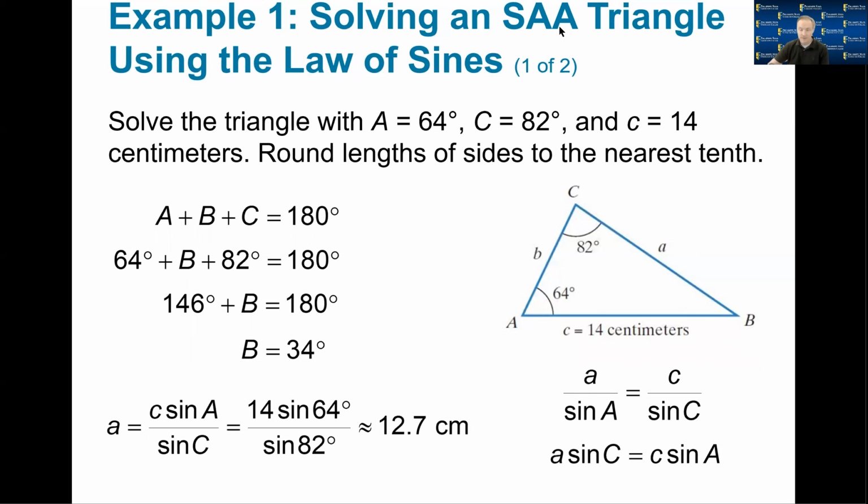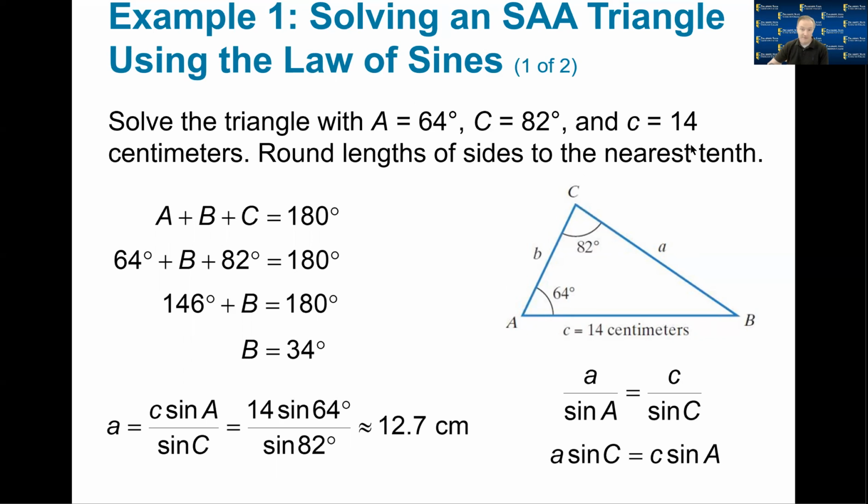Anytime you have two angles, that's the easiest case, because of course it's very easy to find the third angle, because we know the sum of all angles within any triangle is 180 degrees. So let's say we have our triangle here given, and that we know the measure of A is 64 degrees. We know the measure of angle C is 82 degrees.